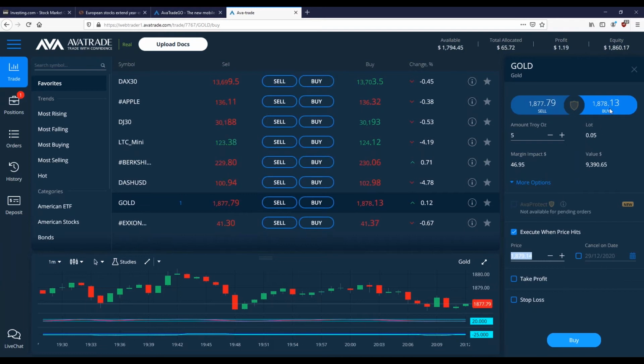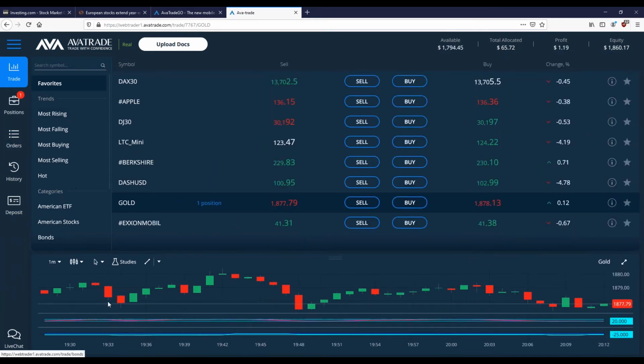Very simple on the web trader and AvaTrade Go. Pick the direction you want, the price you want. That's it. If it hits the price, it buys or sells at the order that you created at the price you asked for. So very simple with pending orders as well.